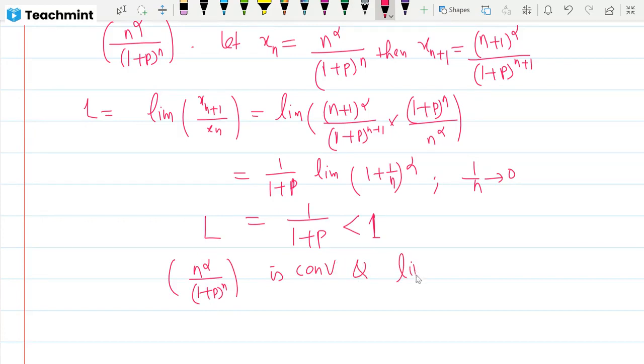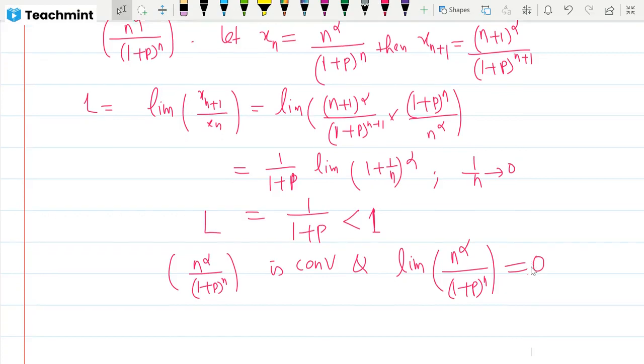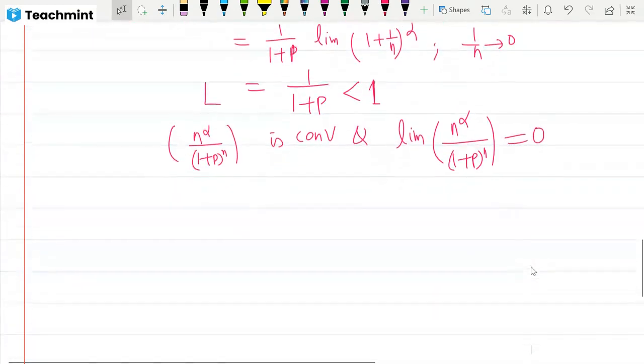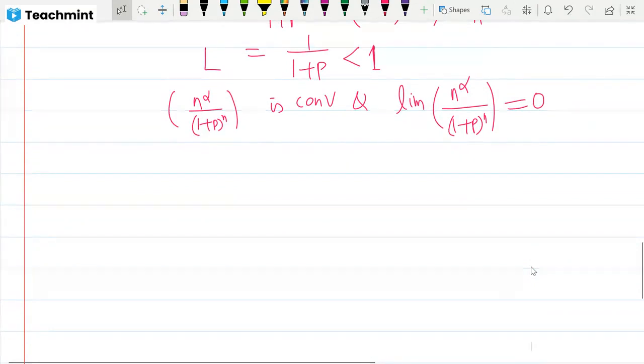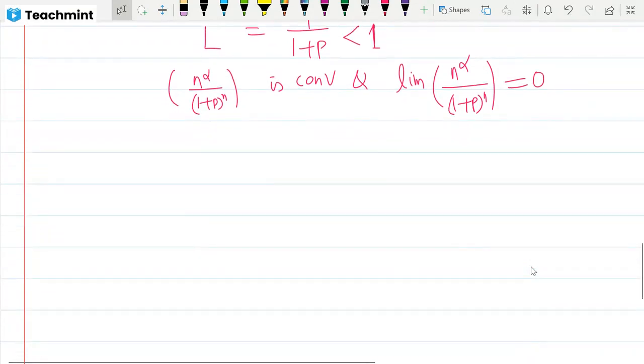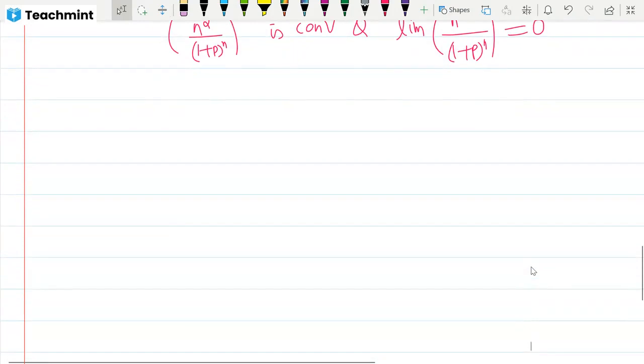And what is the limit value if it converges? Obviously it is 0. So the limit of n power alpha over (1 plus p) whole power n is 0. This is the beauty of the theorem. You take any alpha belonging to the real numbers, but p must be positive. If p is positive, then the limit is 0 and the sequence is convergent.